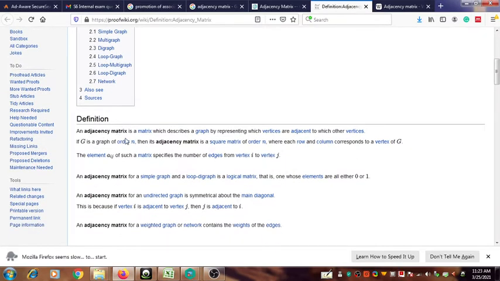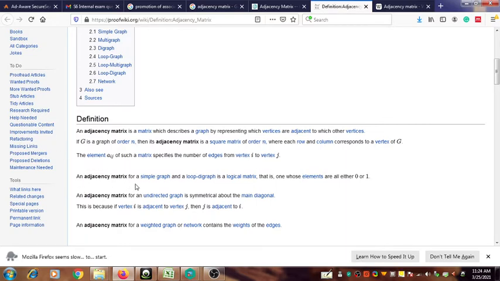An adjacency matrix is a matrix which describes a graph by representing which vertices are adjacent to which other vertices. If G is a graph of order n, then its adjacency matrix is a square matrix of order n, where each row and column represents a vertex of G. The element aij of the matrix specifies the number of edges from the vertex i to the vertex j.